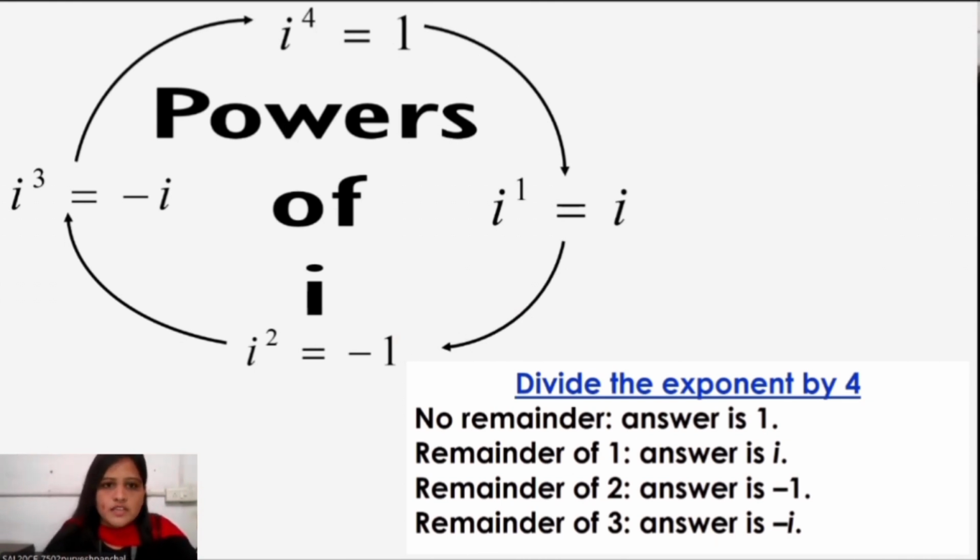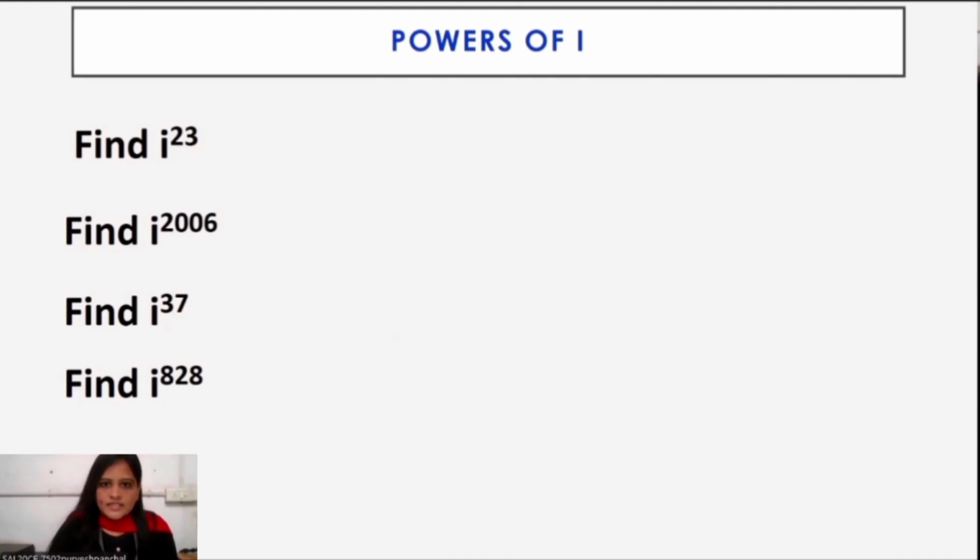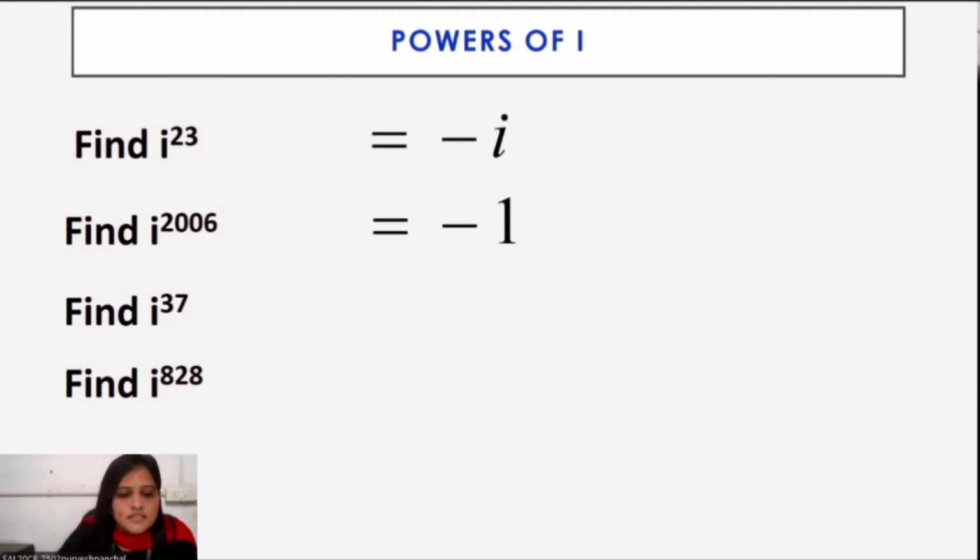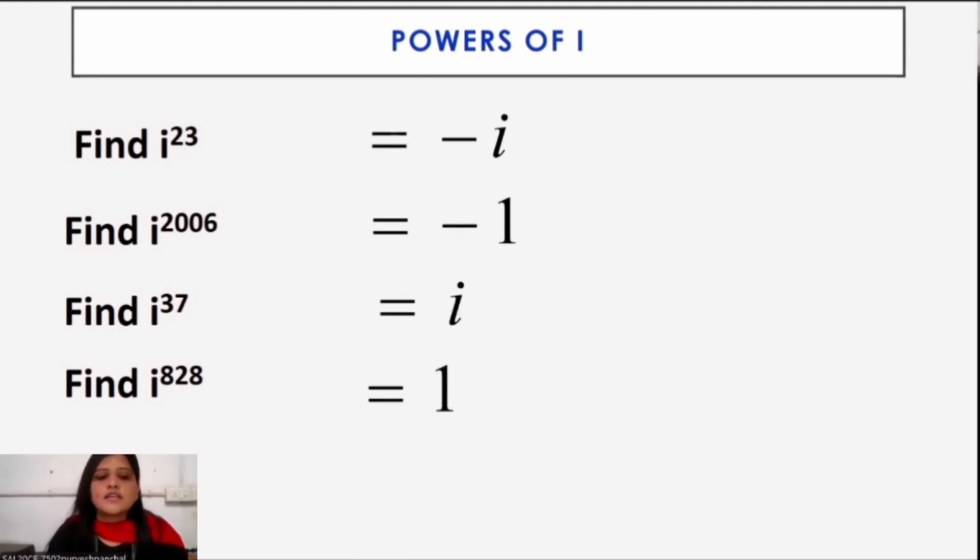We can also remember: if the power of i is 2n and n is an odd integer, then the answer is minus 1; if n is an even integer, then the answer is 1. If i is raised to 2n plus 1 and n is even, then the answer is i, and if n is odd, then the answer is minus i. Let us calculate these powers of i: i raised to 23 will be minus i, i raised to 2006 will be minus 1, and i raised to 37 is i. i raised to 828 is, since even, 1.